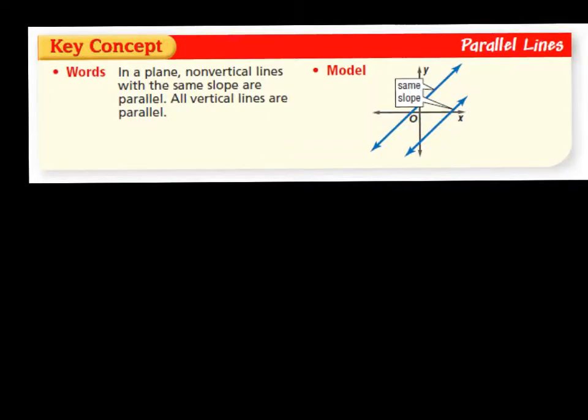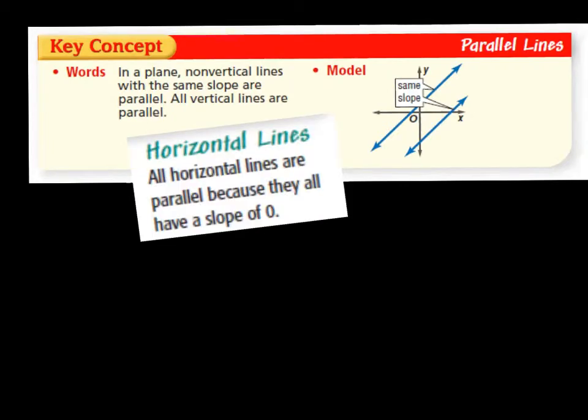The first family of graphs we're going to look at is parallel lines. In a plane, non-vertical lines with the same slope are all parallel. All vertical lines are parallel. And of course, all horizontal lines are parallel because they all have a slope of 0. They didn't bring up horizontal specifically there because they have a slope. It's the same at 0.